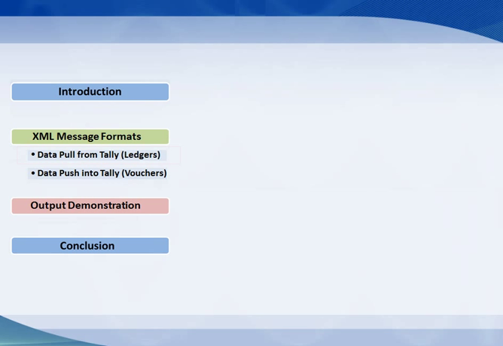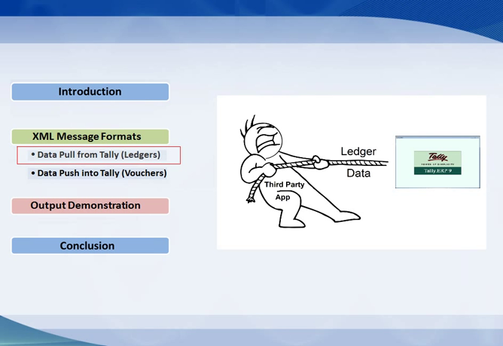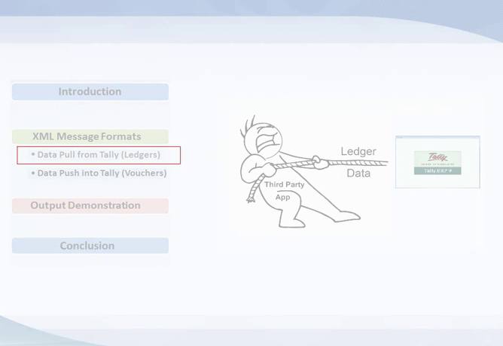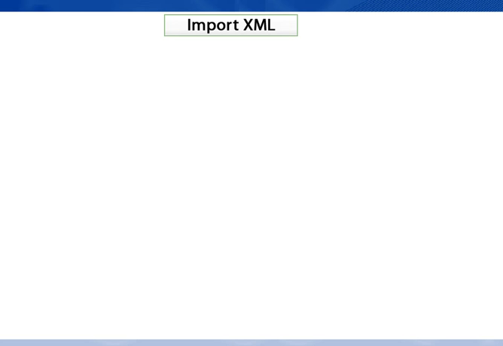Since ledgers from Tally are required in the combo box of the application's interface, we need to extract ledger masters from Tally by sending an XML request. The XML request is as follows.